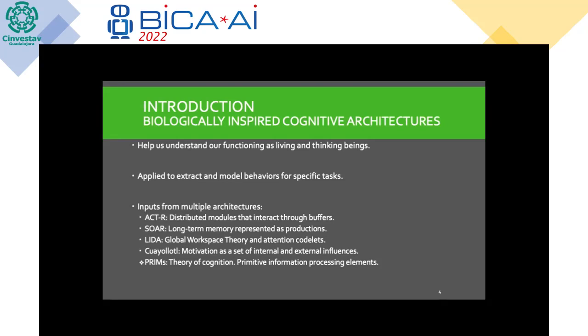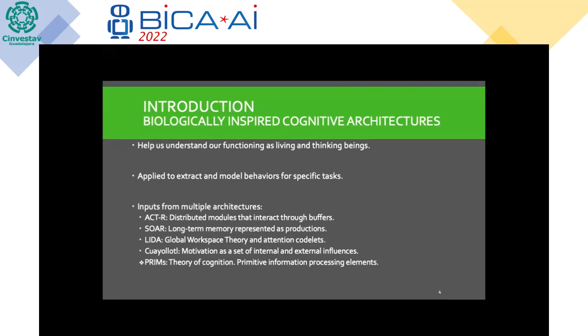We made a cursory search for the cognitive architectures, the ones we list below, and the small characteristics of each one of these that we found interesting for our task. We begin with ACT-R. From these, we identify distributed modules that interact through buffers. From SOAR, long-term memory is represented as productions. From LIDA, global workspace theory and attention codelets, and how they override parts of some of the modules to implement their needs. And from MicroPsi, since they handle motivation as a set of internal and external influences. We take these little facts about each one of them and use them for our task.